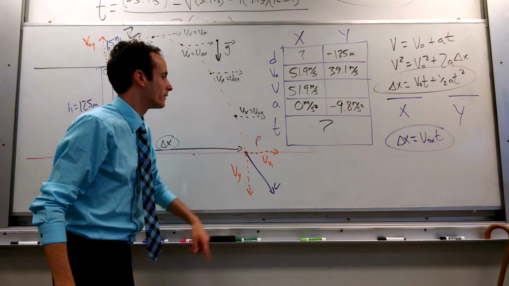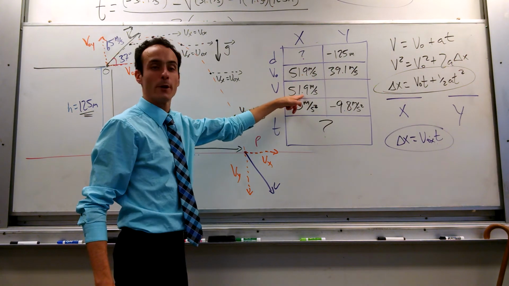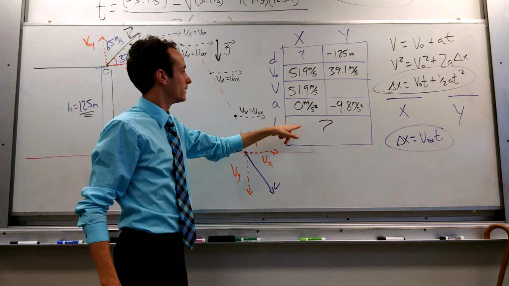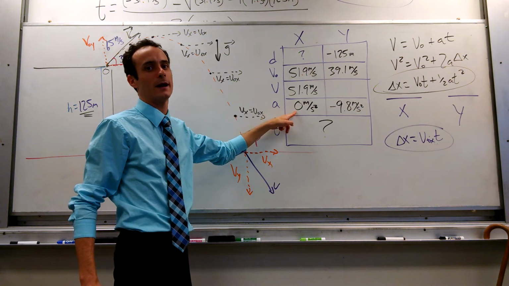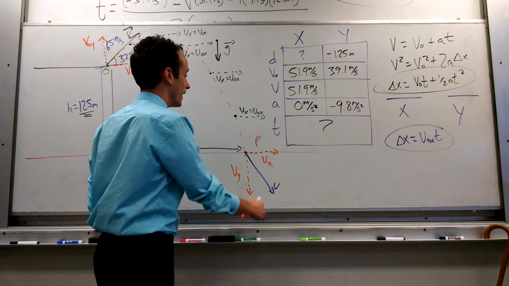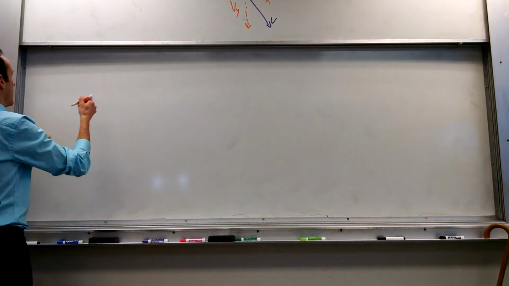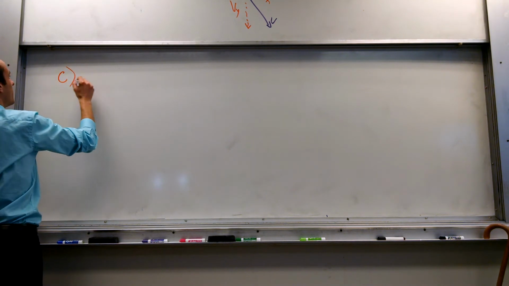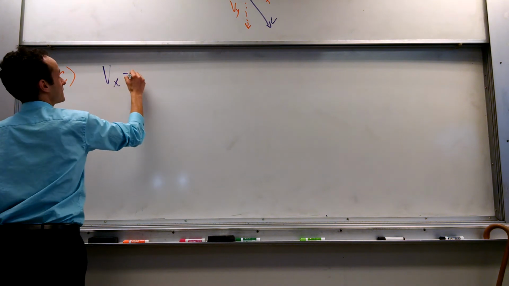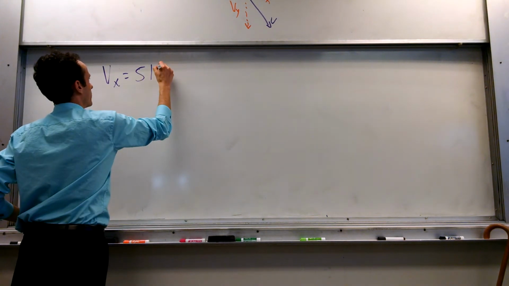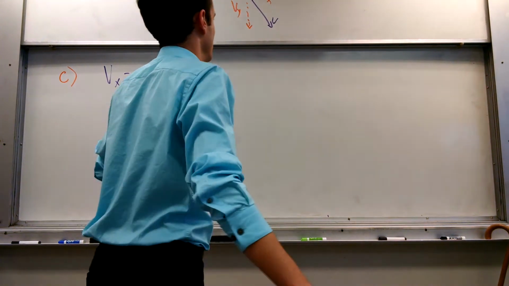You already know the final velocity along x: 51.9 meters per second. Why? The acceleration the whole time along x is 0 meters per second squared. So half of the problem's already done. I know my velocity along x, so this is part C. I already know that my velocity along x is equal to 51.9 meters per second, because it never changed.